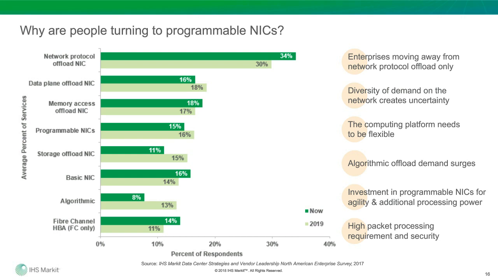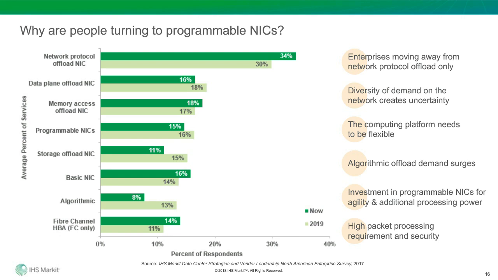And we asked them in what percentage of their servers they run the following types of offloads or programmable NICs. The data shows some very key trends. First, enterprises are moving away from network protocol offloads. You can see that respondents are planning to actually adopt less network protocol offload in 2019 compared to now. And what they're actually doing is looking to adopt different workloads, for example, to invest in data plane offload or to invest in storage protocol offload.